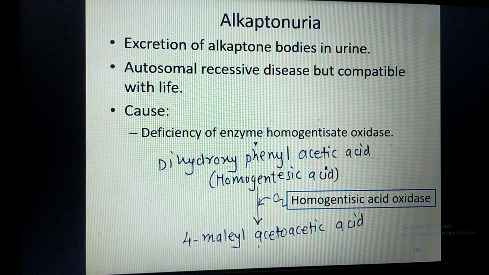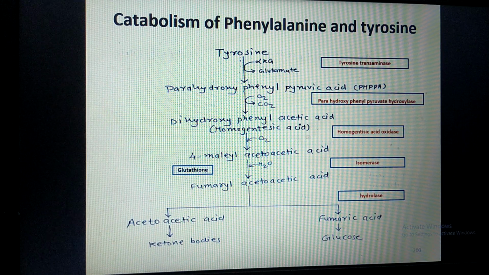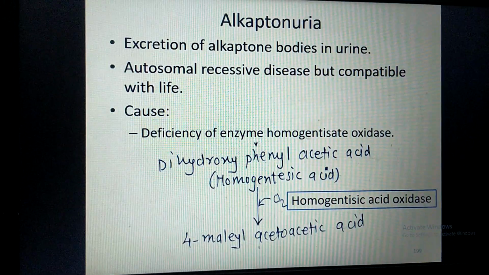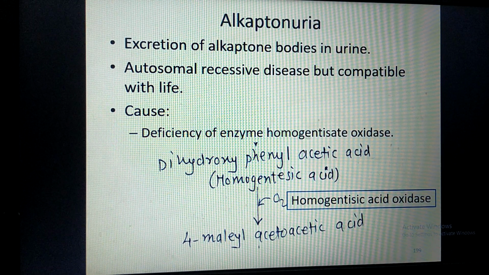The cause of this disease is deficiency of the enzyme homogentisate oxidase. This is the tyrosine catabolism pathway which we have studied. In the third step, the enzyme homogentisate oxidase is required, which converts homogentisic acid into 4-maleylacetoacetic acid. So this step is blocked, due to which homogentisic acid is not converted and gets accumulated in the cell.